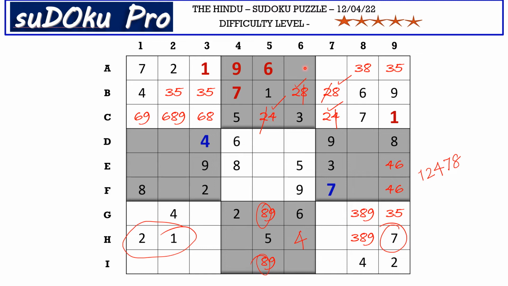Now in column 6 there are only 3 missing numbers. You have 8 missing. 8 cannot go in this cell nor in this cell because of this 8 here. That means 8 will be here. A6 takes 8.